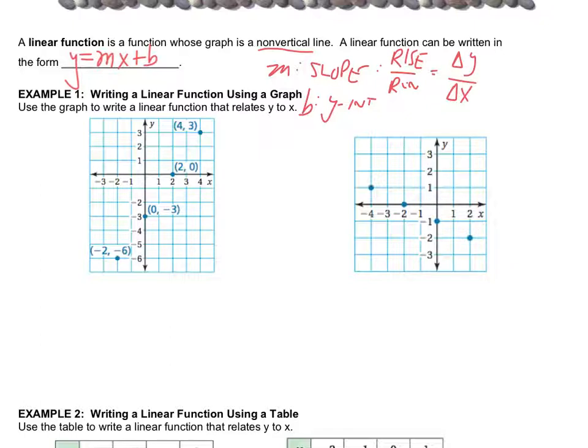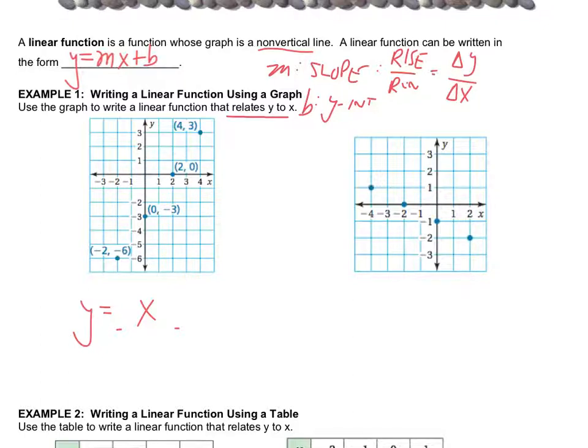When you see this little phrase here, relates y to x, basically that's saying y equals, and the x is on the other side. So don't get confused by that. That's just another fancy math way of saying y equals, and the x goes on the other side with the other numbers and operations. So, looking at our first one, well, I need to fill in a few things. I need to fill in the m and the b. So what is the m and the b?